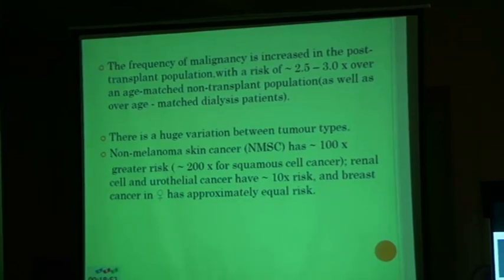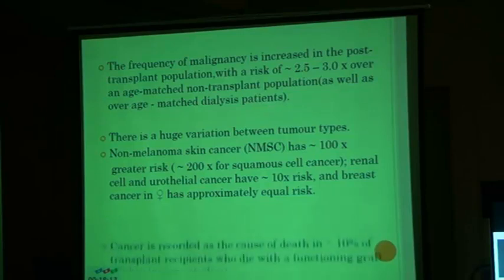Also, we have to know that there is a huge variation between tumor types occurring. For example, we have tumors which are very highly prevalent in transplant patients when compared to the general population, such as non-melanoma skin cancer, which goes up to 100 times more, and even squamous cell carcinoma is up to 200 times more than the normal population. In kidney and urethral cancer, it is nearly 10 times more than normal. But in case of breast cancer in females, there is no extra risk, and transplants are similar to the general population.